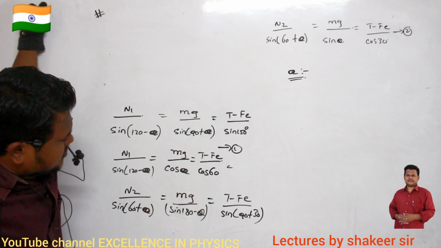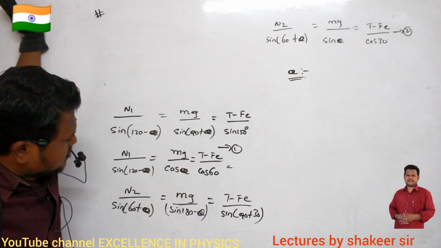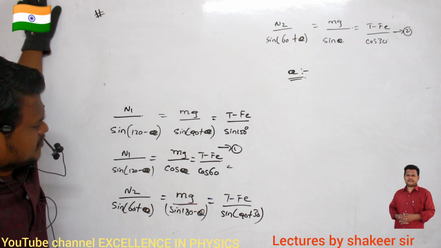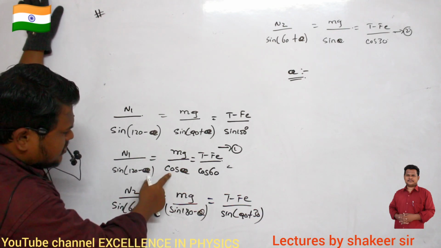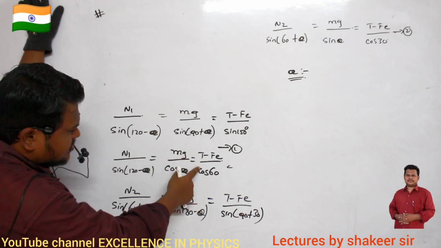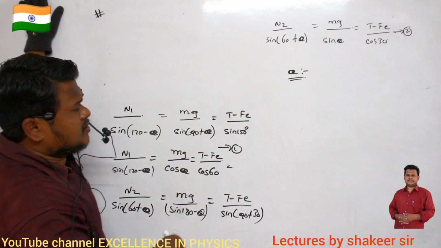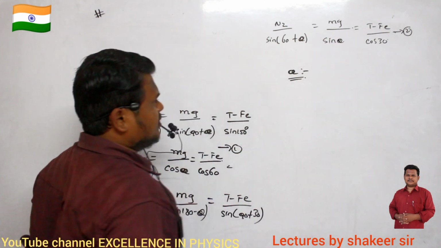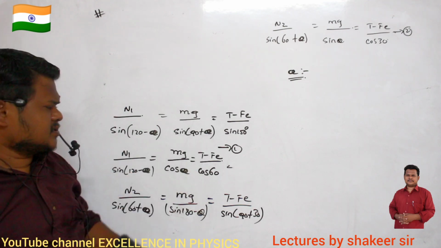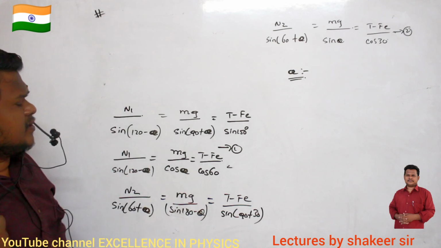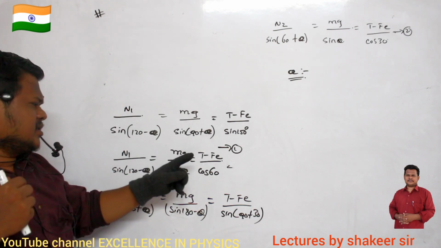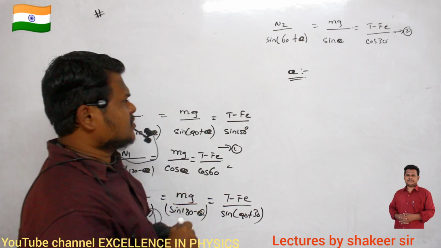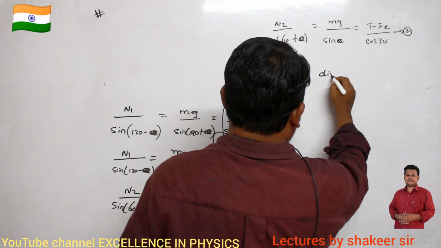So out of equation number 1 and equation number 2, we are supposed to find out angle alpha. Here I have mg by cos alpha equals (T minus Fe) by cos 60. Here I have mg by sin alpha equals (T minus Fe) divided by cos 60. I can divide both these equations, no? If I divide both these equations, mg and T minus Fe will get cancelled. Clear?